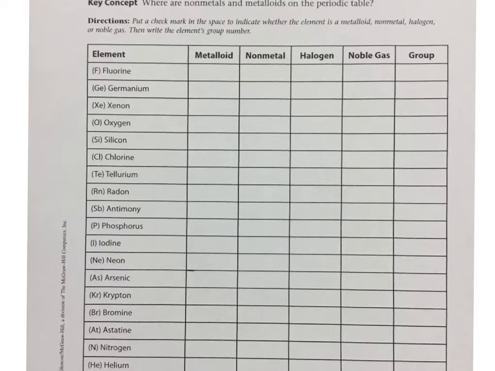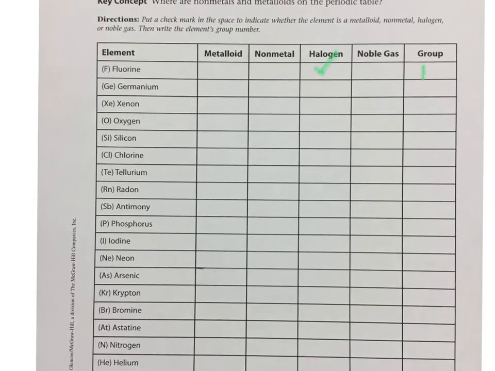So for example, if we were to look at the periodic table, we'll find fluorine is in group 17. I gave you guys notes that group 17 is known as the halogens. So you check, sorry that's not very dark, you check there, and then it's group 17. And you have to do that for every single element on here.